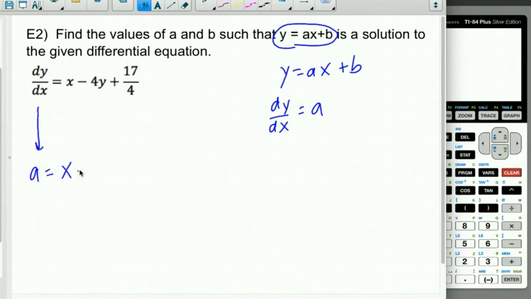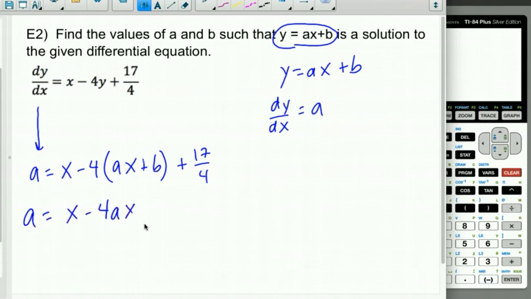equals x minus 4, and then in place of y, I know that y is supposed to be ax plus b, plus 17 over 4, right? So let's clean this up a little bit. I have a equals x minus 4ax minus 4b plus 17 over 4.